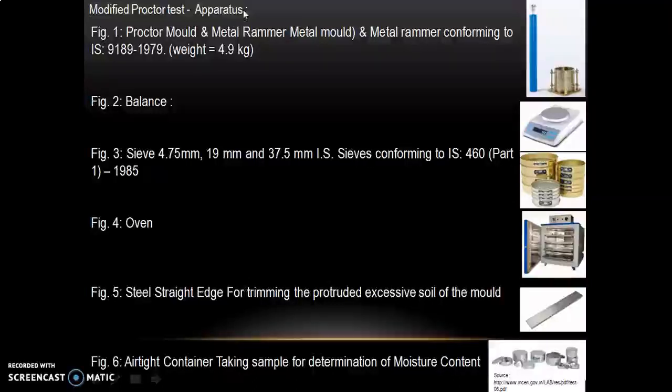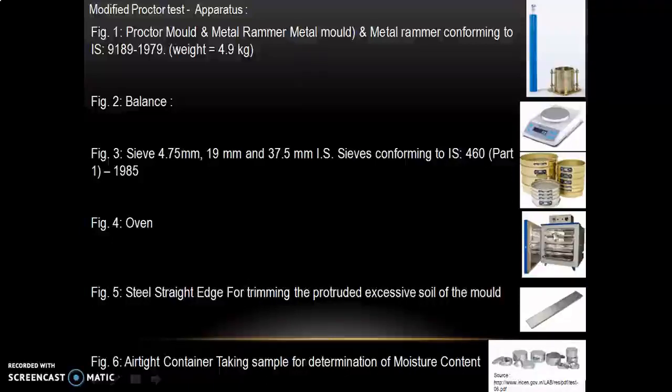The apparatus involved in this test are mold and metal rammer of weight 4.9 kg. In standard Proctor test, rammer of 2.5 kg was used. This is the balance which is used to weigh the soil sample. These are the sieves of various size starting from 4.75 mm, 19 mm and 37.5 mm.